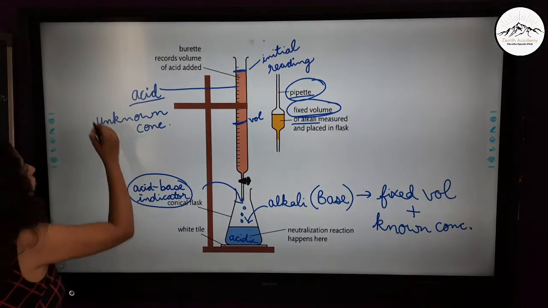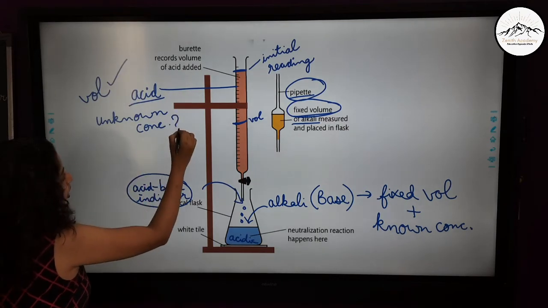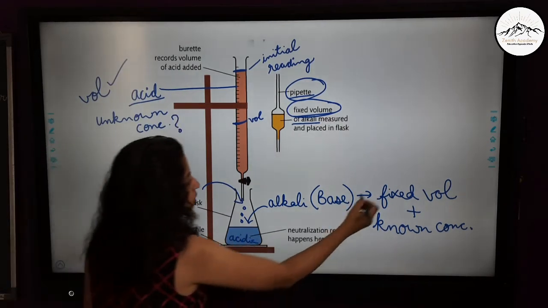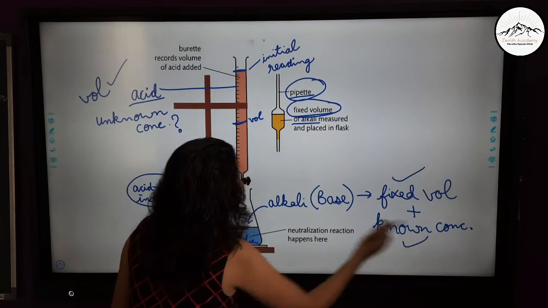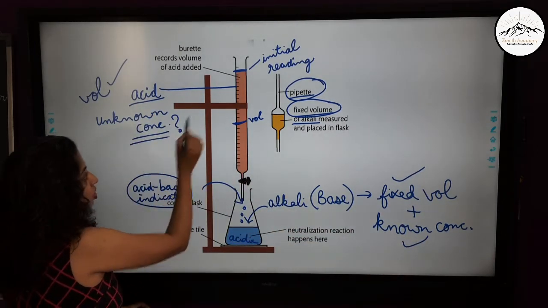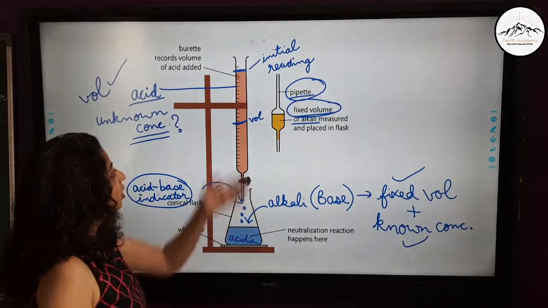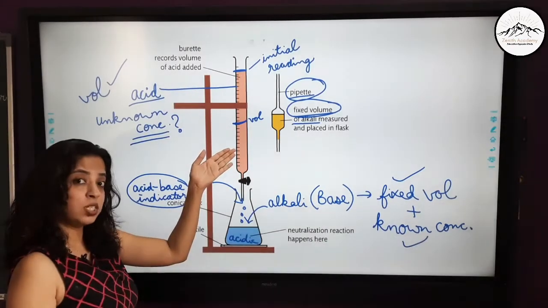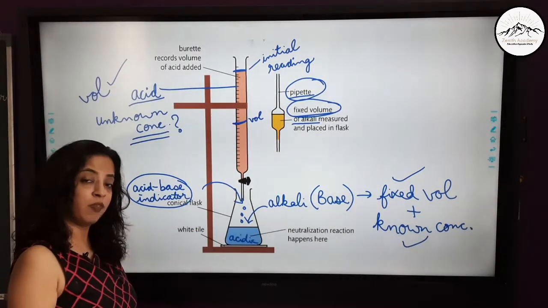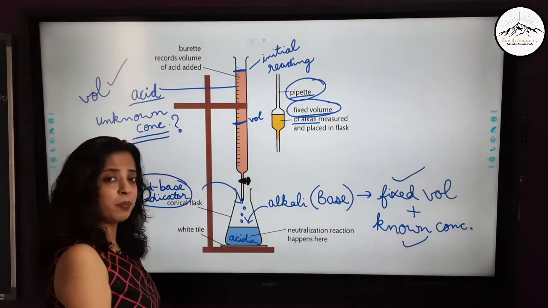So now we know the volume of the acid, and the concentration is unknown. We know the volume and the concentration of the base. So if we know these three things, we can find the unknown concentration of this acid. Similarly, we can take the acid of known concentration and the base of unknown concentration and find out. So this is a rough idea of what happens in a titration.